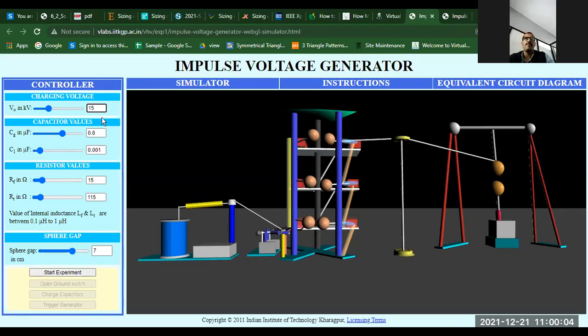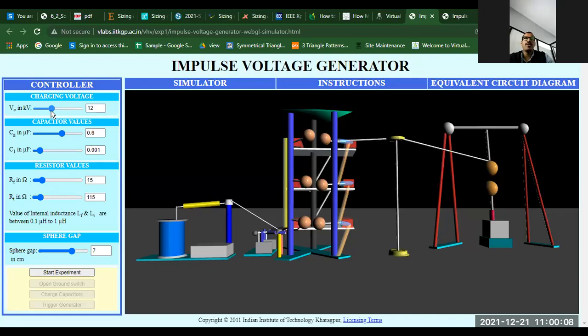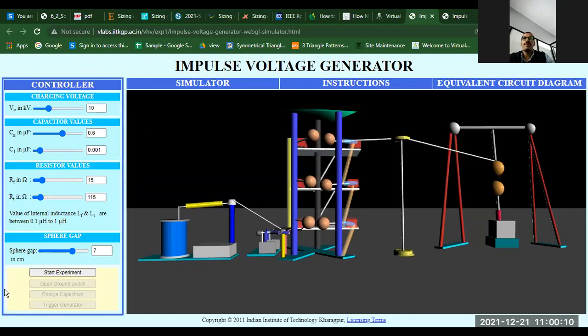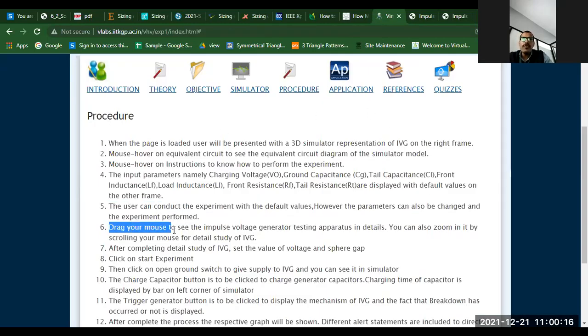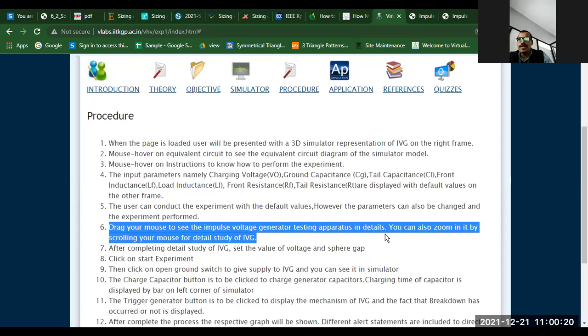Here you can write 15. You can change the value easily. Whatever values are there are not fixed, they are default values, so you can check that also. Drag your mouse to see the impulse voltage test generator testing apparatus in detail. You can also zoom in by scrolling your mouse for a detailed study of the IVG.